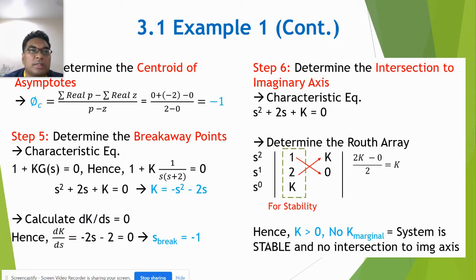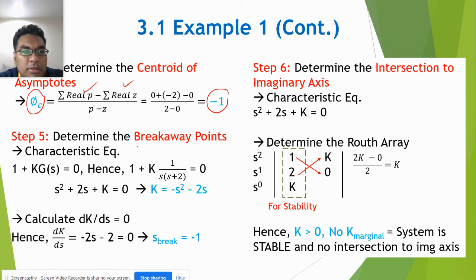Okay, the next one is to determine the centroid of asymptotes, the theta c here. So it is the sum of the real parts of the poles minus the sum of the real parts of the zeros. For example, you have poles at 0 and -2. 0 plus -2, minus 0, since there is no zero, and divided by the number of poles minus the number of zeros, which is 2. So you get -1. This is the centroid of asymptotes.